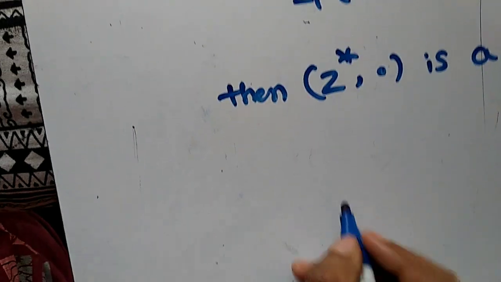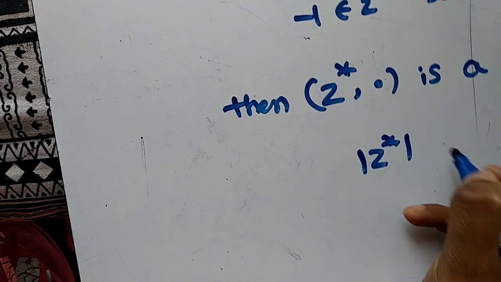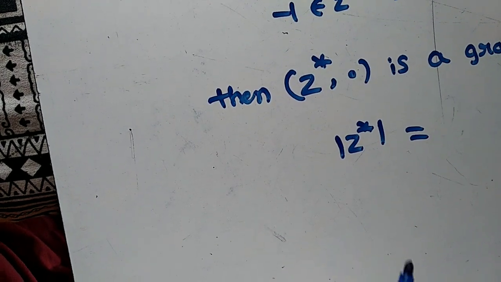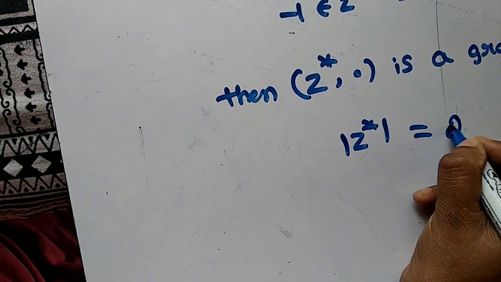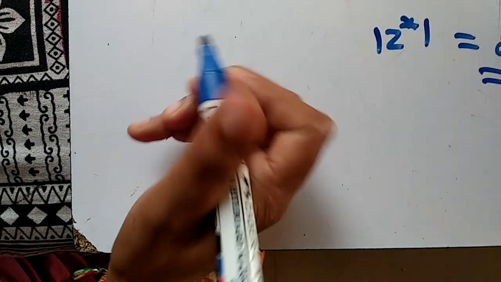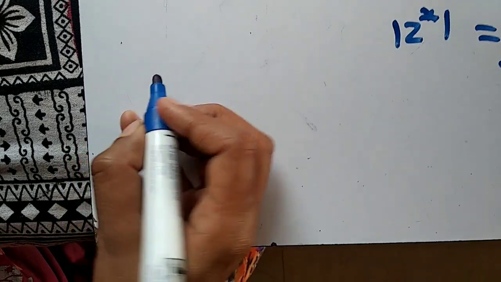And what is the cardinality of this Z star? Cardinality means the total number of elements present in the given set. So that is nothing but 2.